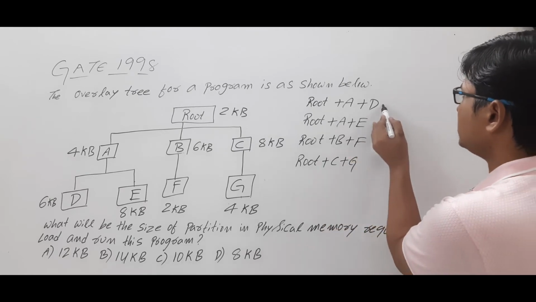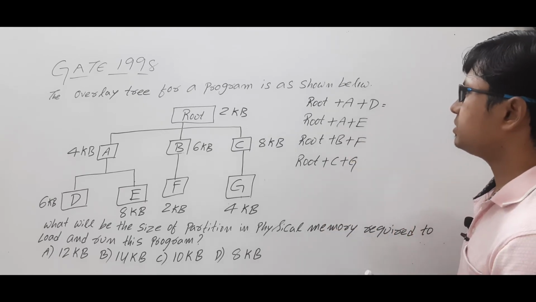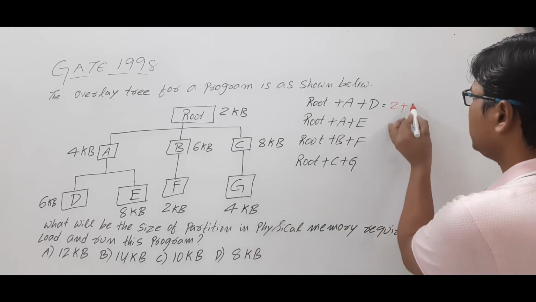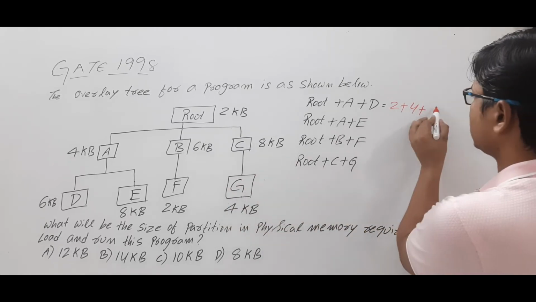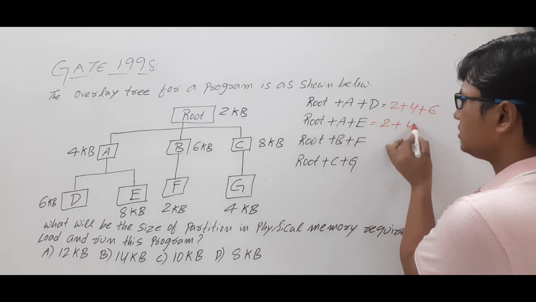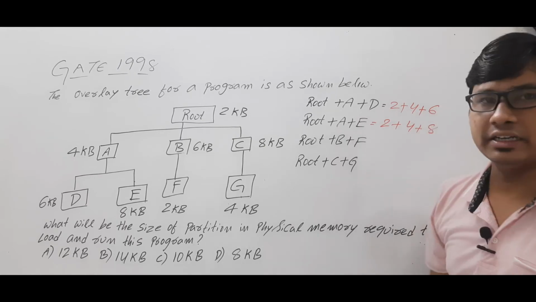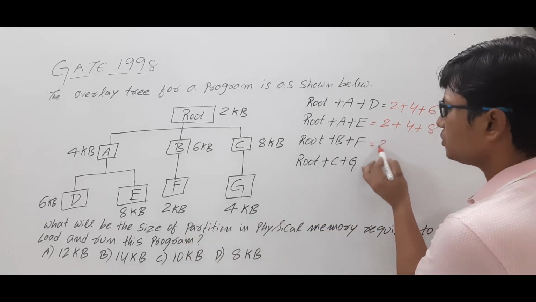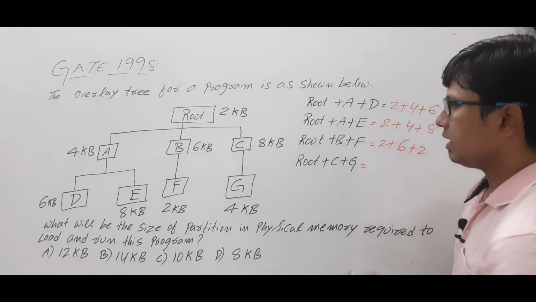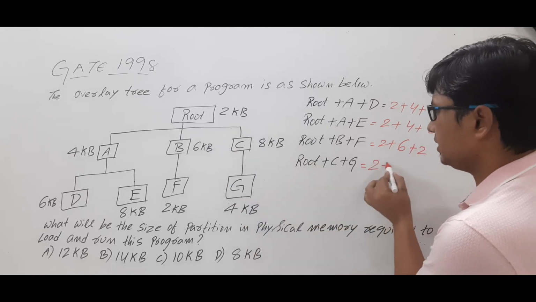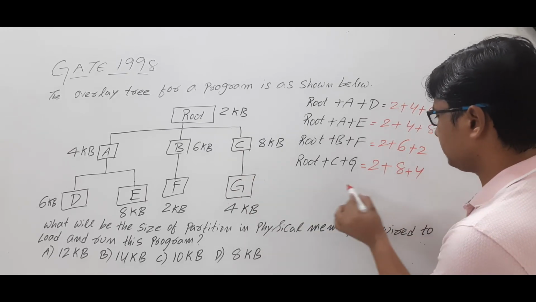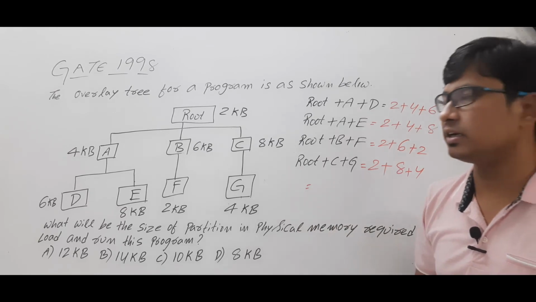Now if you look at the size of each one, root size is how much? 2 KB, A size is 4 KB, and D size is 6 KB. Then root is 2, A is 4, and E is 8 KB. Root is 2, B is 6, and F is 2. And then root is 2 KB, C is 8 KB, and G is 4 KB. Is it clear? Are you able to understand it or not?